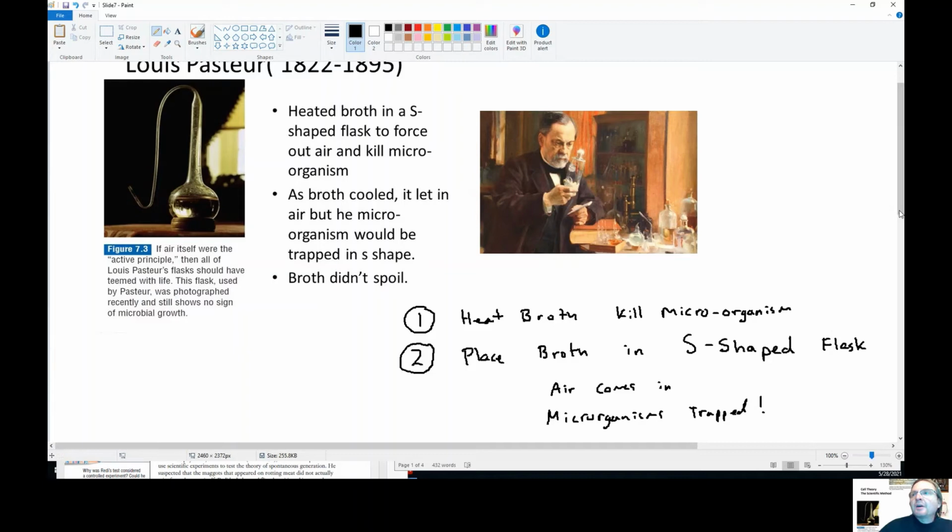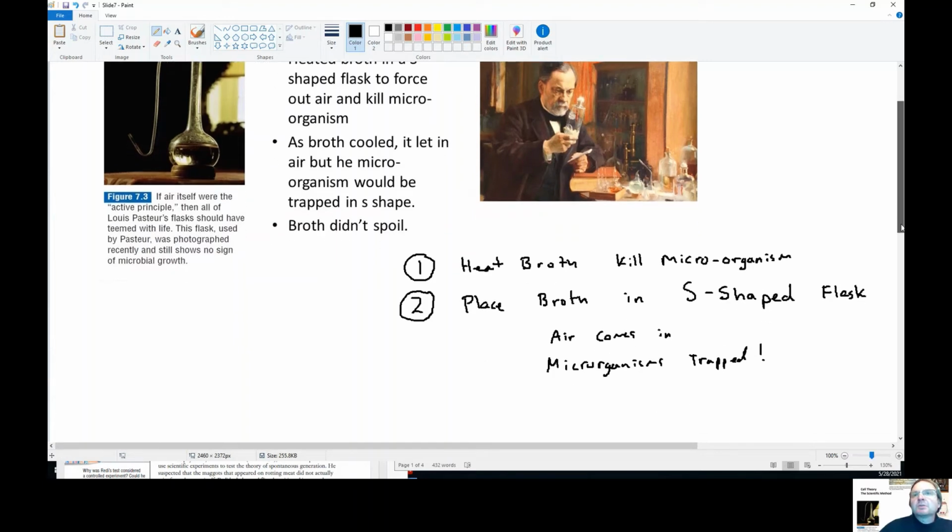Waited a while, the broth did not spoil. So, basically third step, wait 24, 48 hours, etc. Meanwhile, he'd have some broth that isn't boiled sitting on the side open to the air. And yeah, the broth that isn't boiled is spoiled. Hey, that rhymes. But the one that he put in his S-shaped flask didn't spoil.